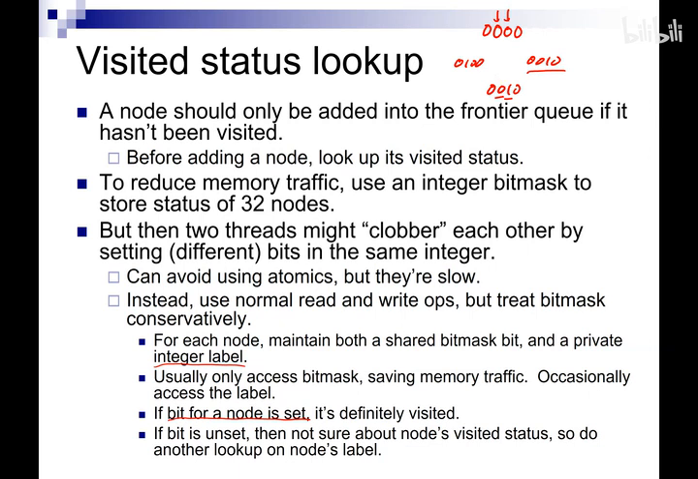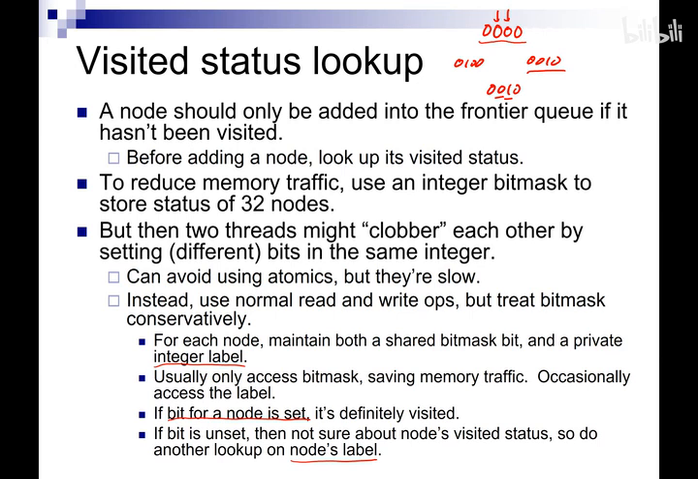So every node is going to have a completely different integer flag, and we're also going to have these 32-bit bit masks for keeping track of the nodes. We read the bit mask first. If we see a 1 there, then we know the node has been visited, and we're done. If we see a 0, then we cannot be sure the node has not been visited, and so we go to this private label for the node to check whether it has really been visited or not.